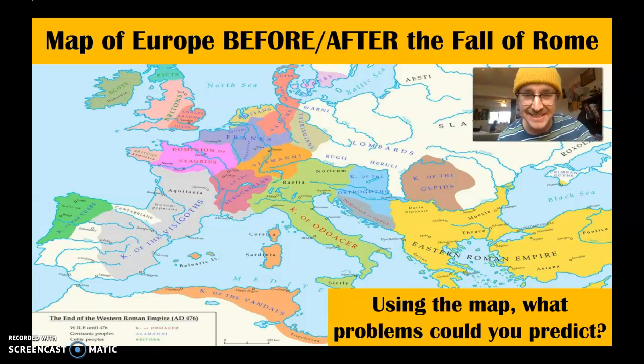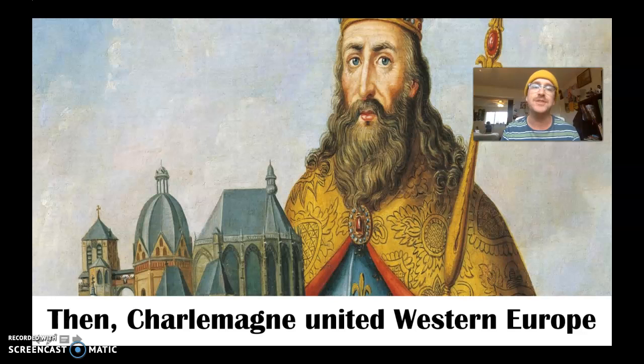There you have it, kids. Exactly, Jasmine nailed it. If you look at this map, there's people literally living on top of one another, and all of these people are different. So they are obviously going to fight with one another over control of territory. Now, that is where this dude comes in.